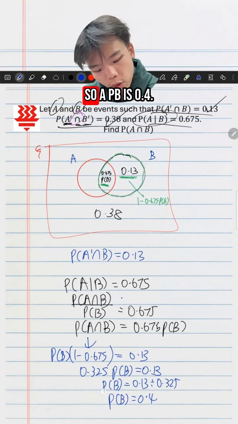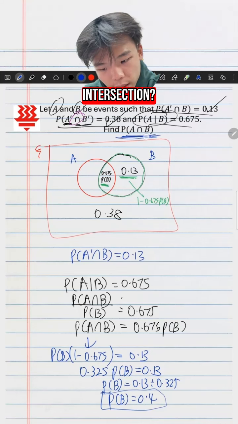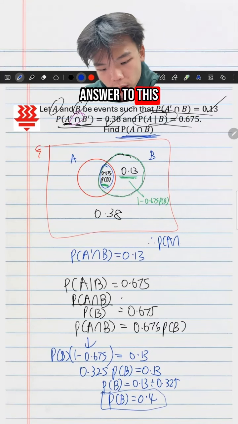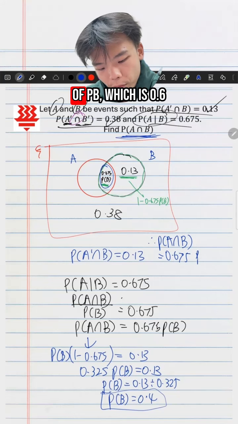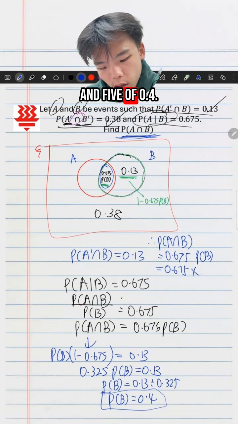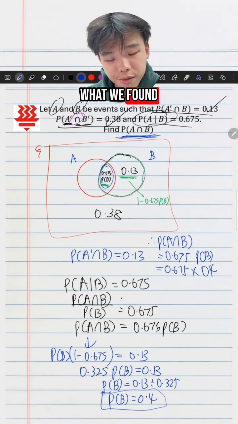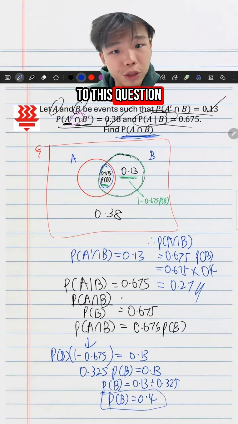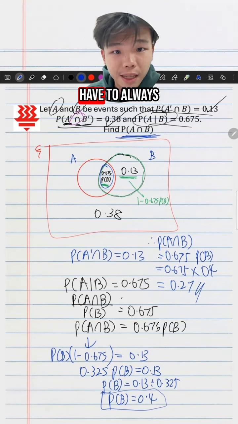So if P(B) is 0.4, what is the value of the intersection? We know that the intersection is 0.675 of P(B). So the answer to this would be 0.675 of P(B), which is 0.675 of 0.4, because that's what we found earlier on. So the final answer that we get is actually 0.27. And that's the final answer to this question over here. So JC probability, but it doesn't have to always be this difficult.